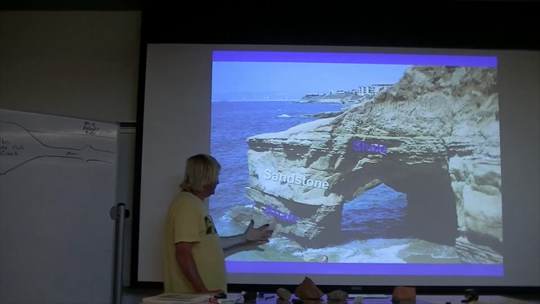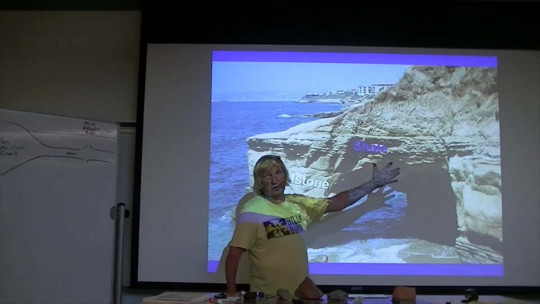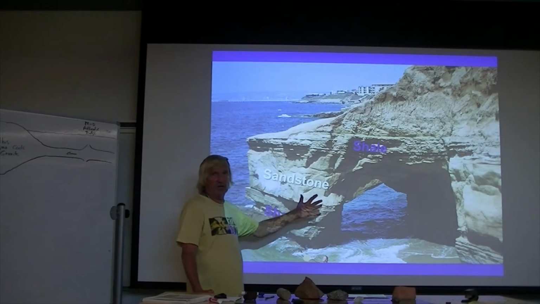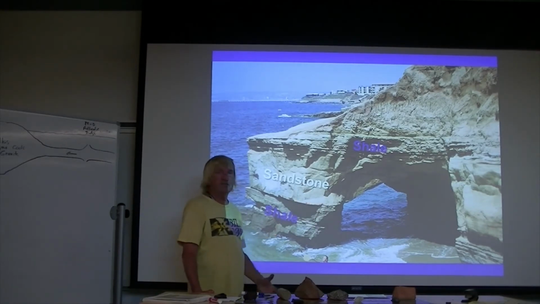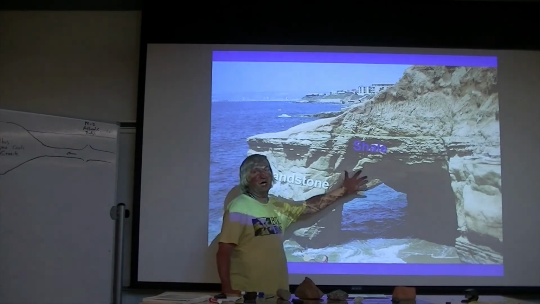Today, we find shale, sandstones, and shale sequence, some conglomerates. This is typical of what we see in coastal California. So most of the coastline of California is a sea cliff. And the reason we're a sea cliff is because we've been pushed upwards.